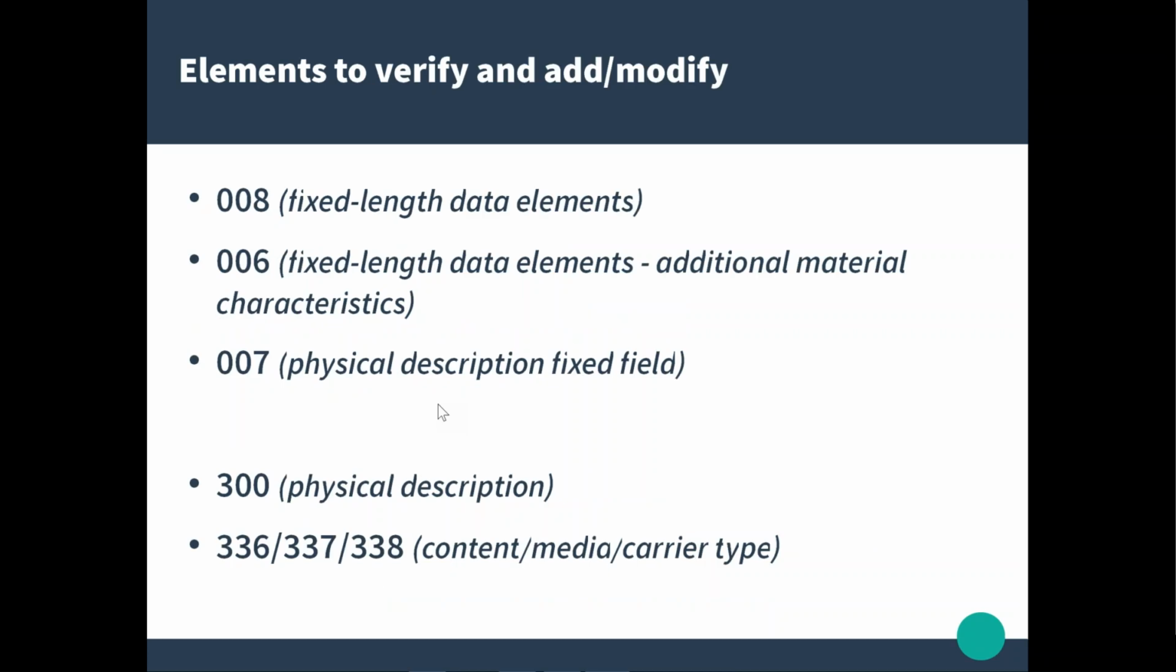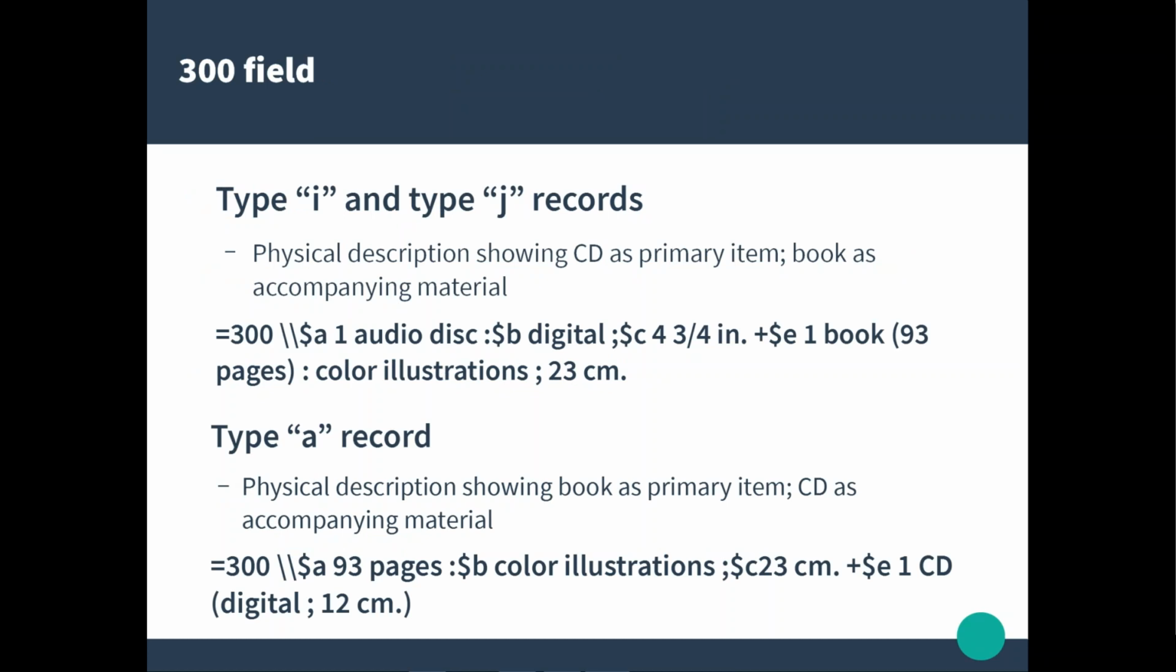So, elements that you want to then verify and that you might need to add or modify. There's the fixed length data fields, the 008, 006, and the 007. Again, those are very complicated. We'll talk a lot more about those next time. You'll also want to check the 300 field and then the 33Xs. So let's start with probably the easiest one, which is the 300 field.